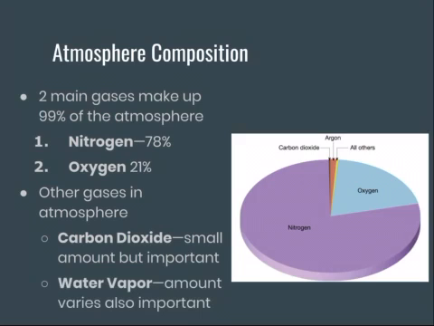Water vapor is also an important gas. The amount varies depending on the water cycle with condensation, precipitation, evaporation. Some parts of the world have more water vapor than others depending on how wet or dry it is. But it's important for our weather patterns, and water vapor is also a greenhouse gas.